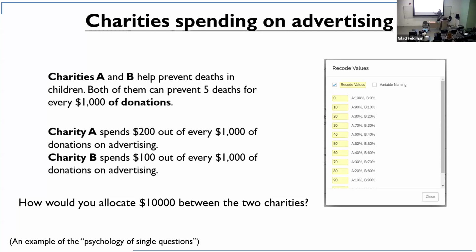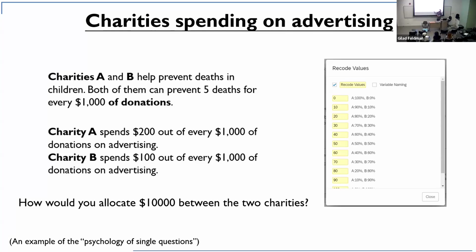So what's interesting about this is that generally the effectiveness is the same. If you look at this, both charities prevent 5 deaths for 1,000 US dollars. So generally, if people don't care about advertising, they would say 50-50. Why would I care about advertising? As long as they're the same kind of effectiveness, I pay 1,000 US dollars, I get 5 saved lives, right? But it seems like something else is happening.